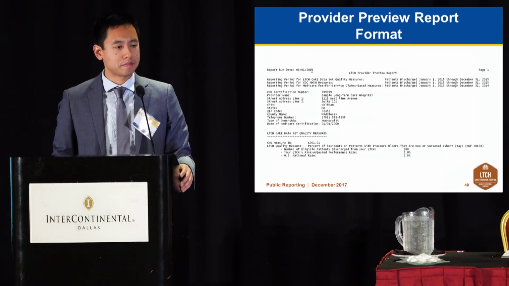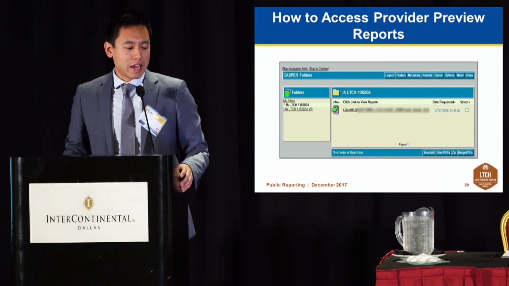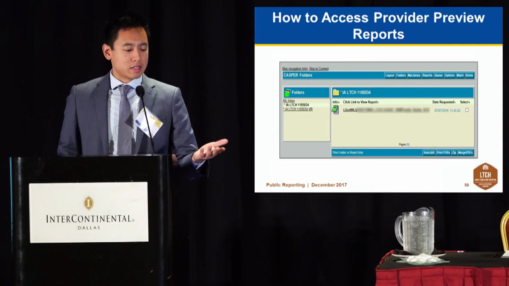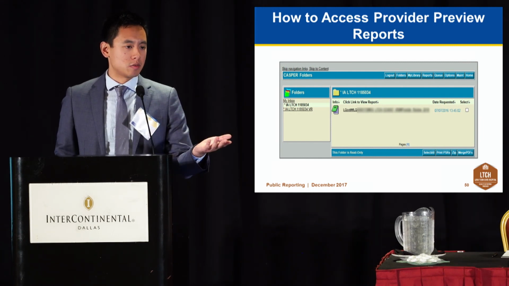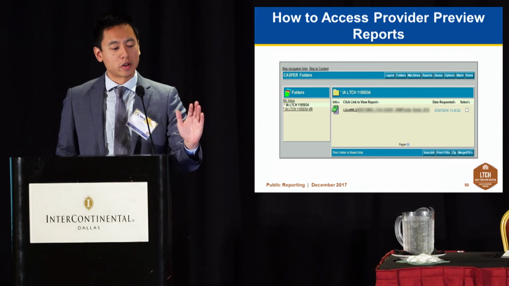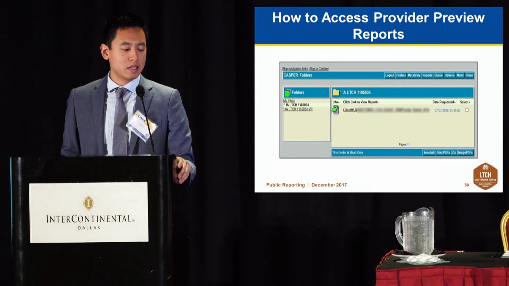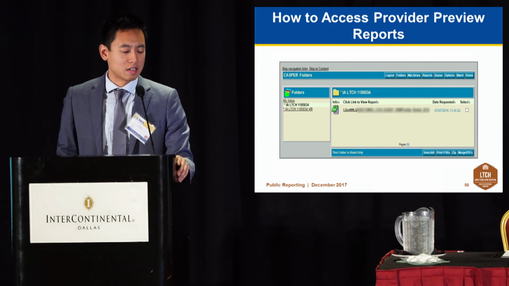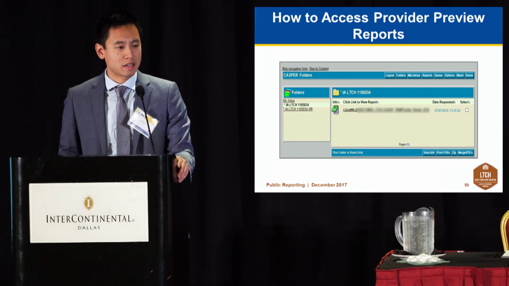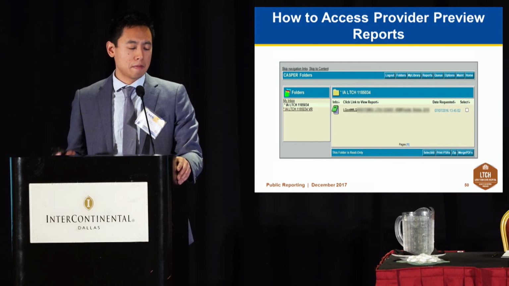So how do you access your provider preview reports? It's a little bit simpler than the user requested reports, the review and correct QM reports. You don't have to go to reports and request it. It will automatically be in your inbox. When you click on folders, it should appear in your inbox, and it'll be in your inbox until the 30-day preview period is over.